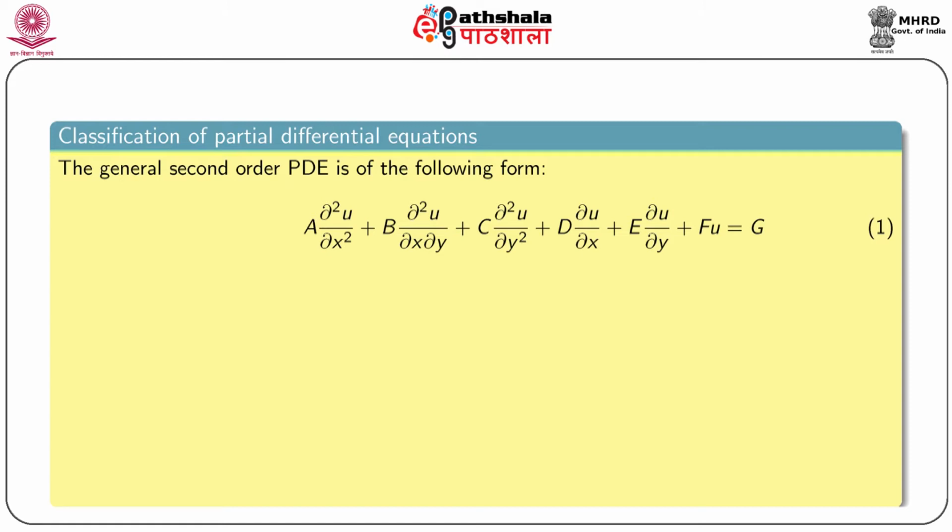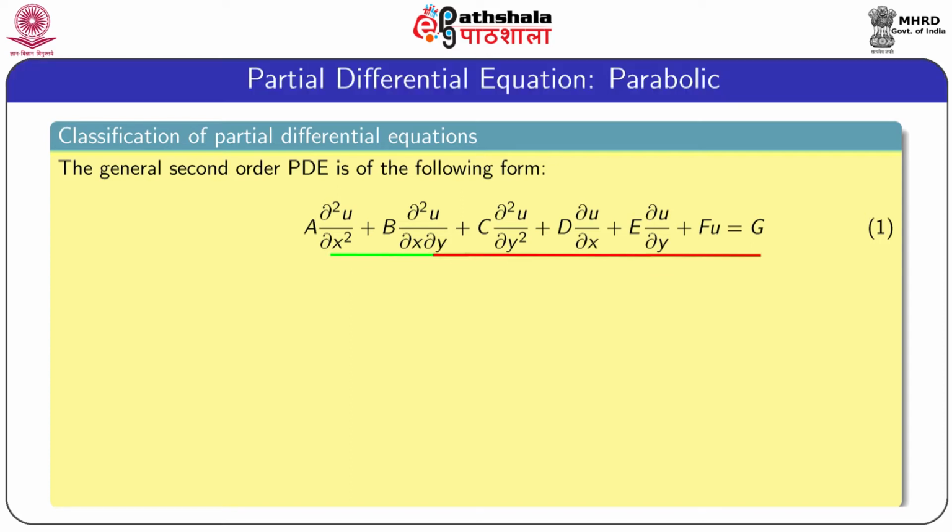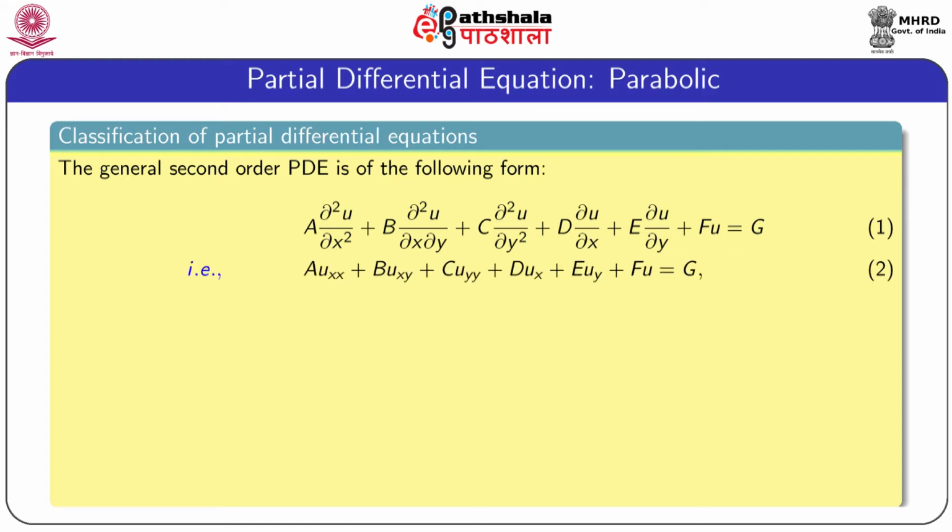First, we consider the second order partial differential equation, and the general form of a second order partial differential equation is shown in equation 1. Here a times del 2 u del x2 plus b times del 2 u del x del y plus c times del 2 u del y2 plus d times del u del x plus e times del u del y plus f u equal to g. This equation can also be written in terms of subscripts of u, where a, b, c, d, e, f and g are functions of x and y.